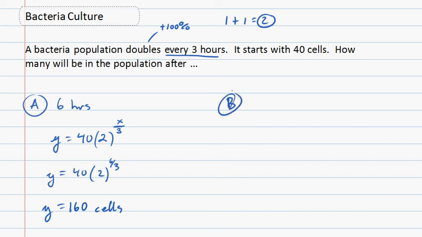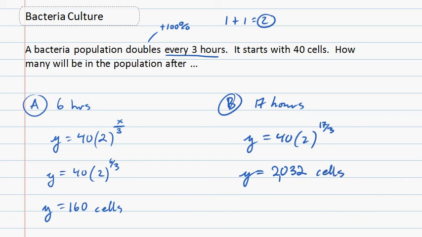And so if I asked like 15 hours, or better yet, let's do 17 hours, we would use the same model. We would do 2 to the 17 over 3. And after plugging that all into your calculator, I am getting about 2,031.8, so I'll round that to 2,000 cells. So we would say it would grow from 40 to about 2,000.